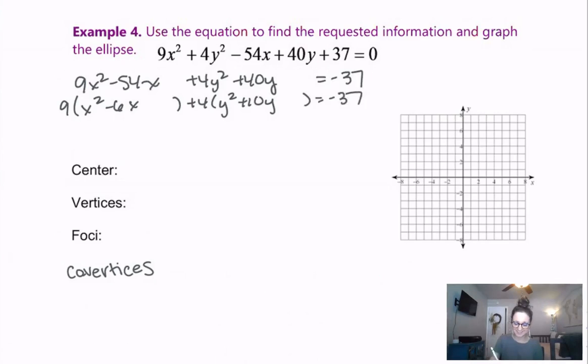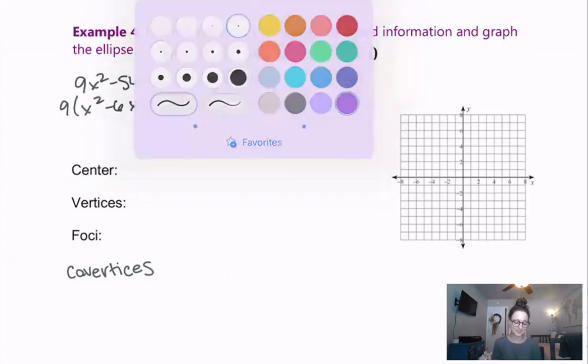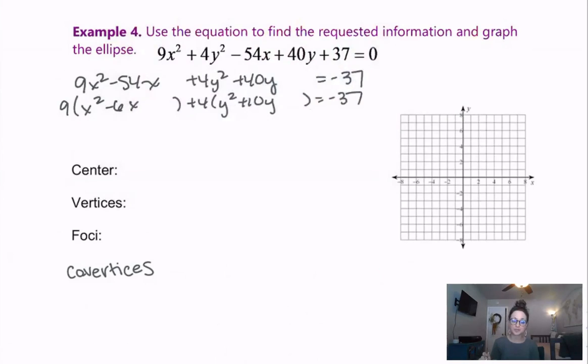Okay, so now we can go ahead and complete the square for both the x's and the y's. So what do you want to add here? We want to add 9, right? Half of negative 6 is negative 3, and negative 3 squared is positive 9.